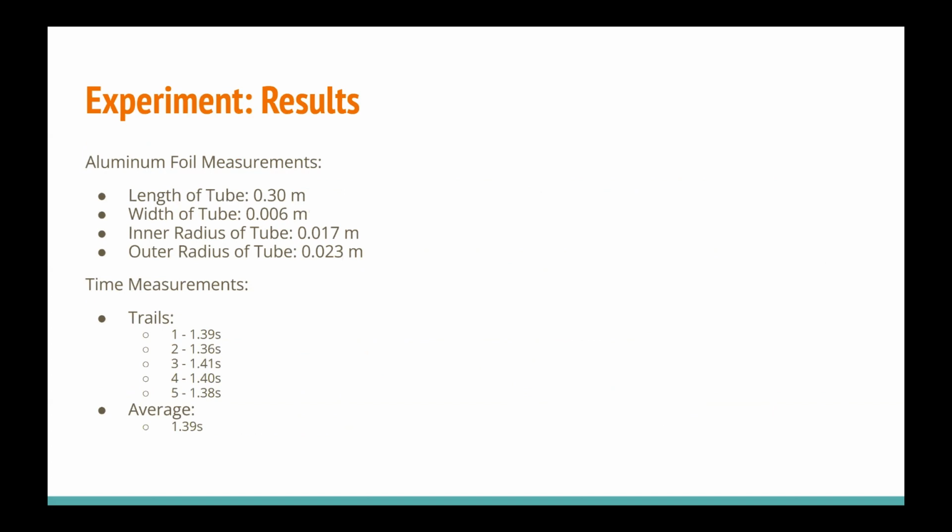Aluminum foil measurements: the length of the foil was 0.30 meters, the width of the tube was 0.006 meters, the inner radius was 0.0117 meters, and the outer radius, combining the width and inner radius, was 0.023 meters. In the 5 trials, the first was 1.39, second 1.36, third 1.41, fourth 1.40, and fifth 1.38 seconds, coming to an average of 1.39 seconds for our experimental model.